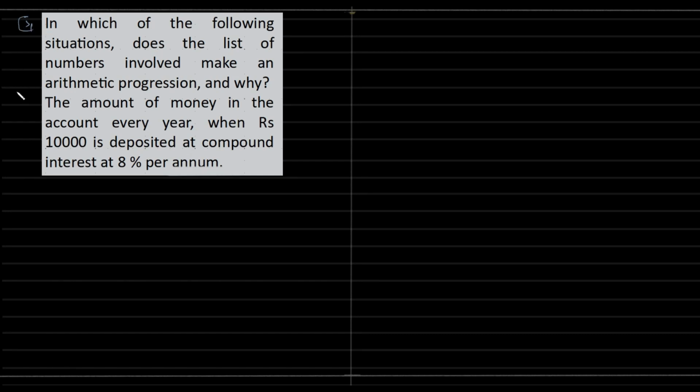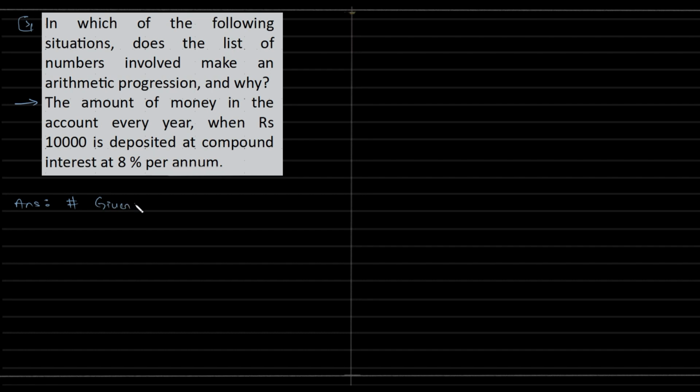In which of the following situations does the list of numbers involved make an arithmetic progression and why? So we have to look at the situation, look at the numbers involved, and decide if the given sequence is in AP or not. Quite simple. So the answer goes like this.